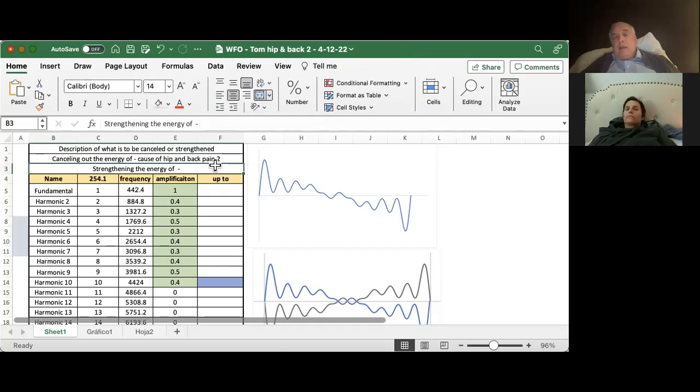By the way, I woke up this morning with a headache and I did a waveform optimizing for the headache. And within about 10-15 minutes, it was gone. Tell me what it says on there. It says canceling out the energy of, cause of hip and back pain 2. That's because this is the second one. And the one under that is strengthening the energy of, and if we were strengthening something, we would put the description.